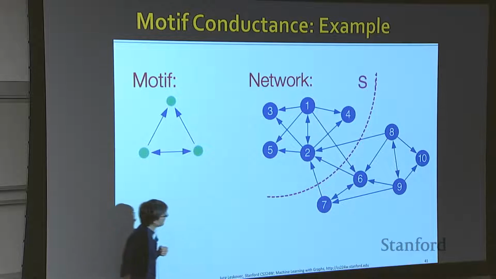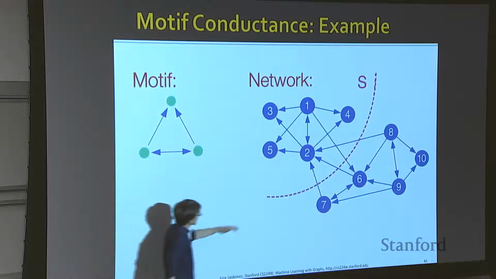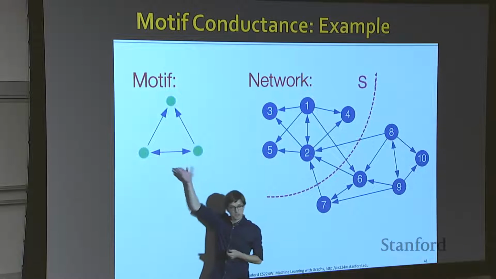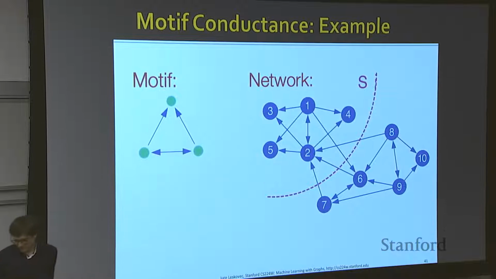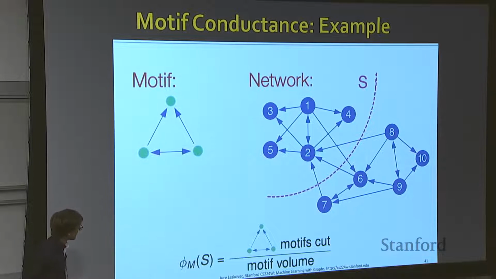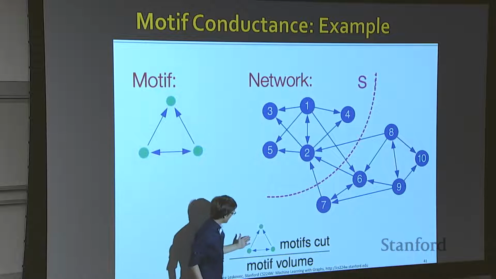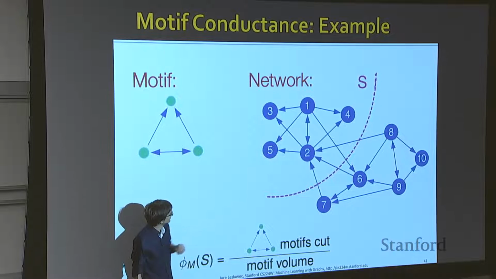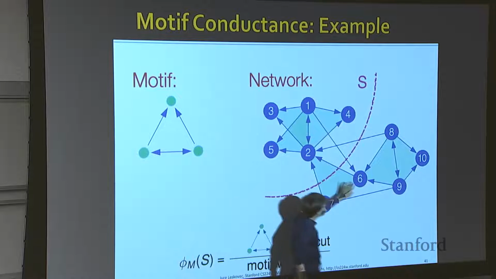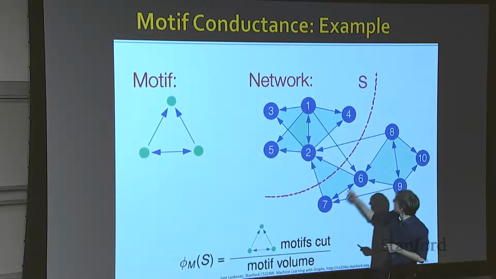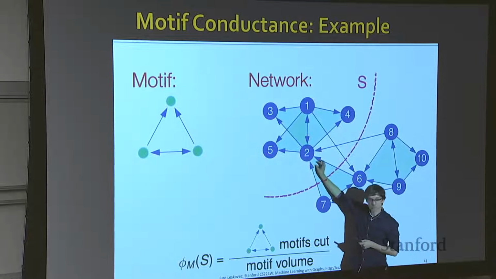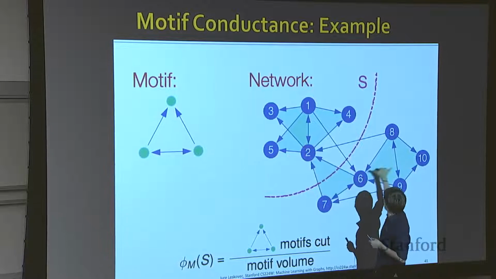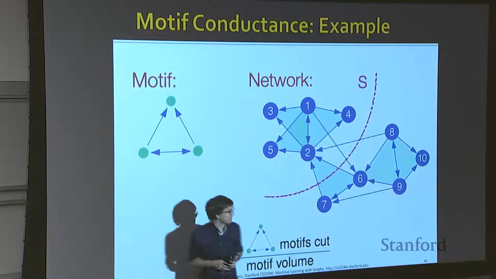Then, for example, we want to ask what is the conductance of this cut, right? And we care about conductance with respect to this motif. So the way I would think of this is to say, let me identify the number of motifs cut divided by the motif volume. So if I look into this graph, here are all the instances of my motif, right? It's a bidirectional edge and two edges pointing out. So these are 3 plus 3, 6 instances of my motif.